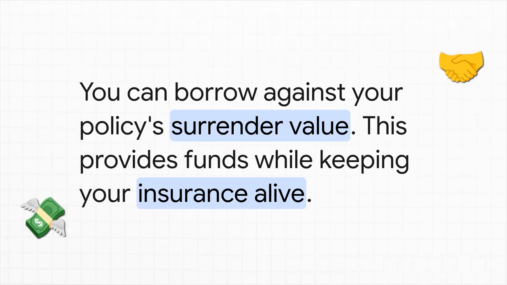And did you know that some policies can work a bit like a savings account? Over time, they build up something called a surrender value. It's basically a cash amount you could get if you canceled the policy. But instead of canceling, you can often take out a loan against that value. It's a way to get your hands on some funds while keeping your insurance protection in place.